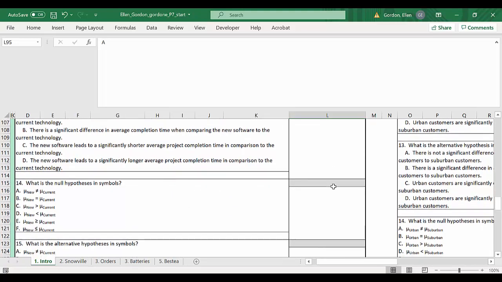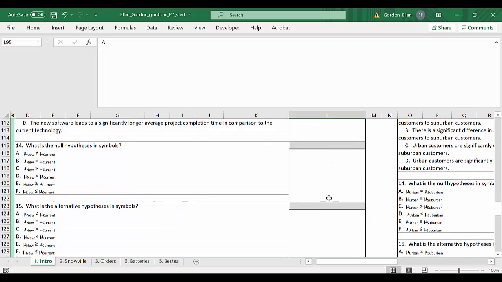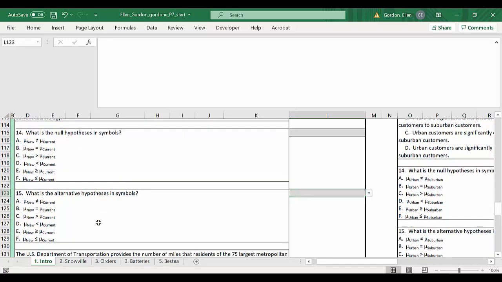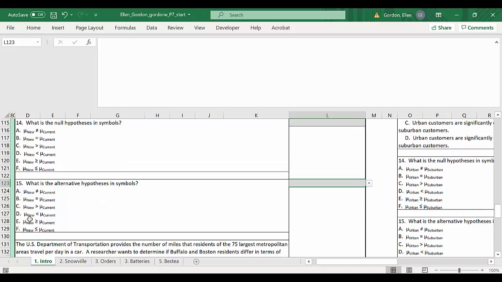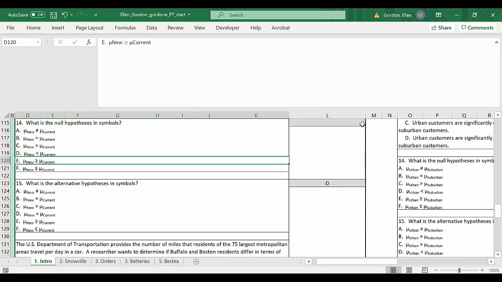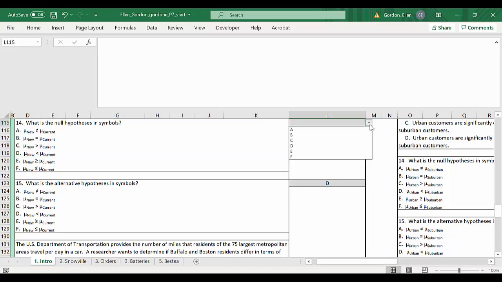Moving on to the hypotheses in symbols. So we'll start with the alternative. We think the mean for the new technology is going to be less than the mean for the current technology. So that would be D. And then the null in symbols is always the opposite of whatever the alternative is in symbols. So it's not going to be less than, it's going to be greater than or equal to. And remember, the null in symbols always has the equal component to it. So that would be E.